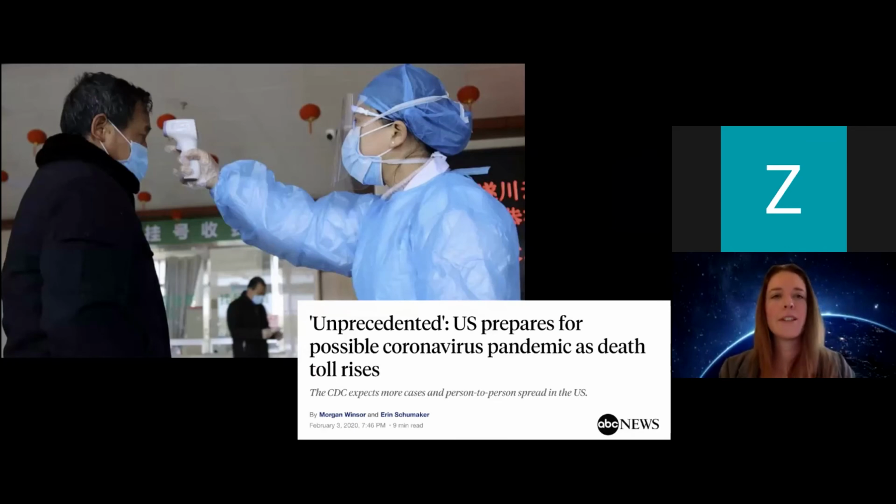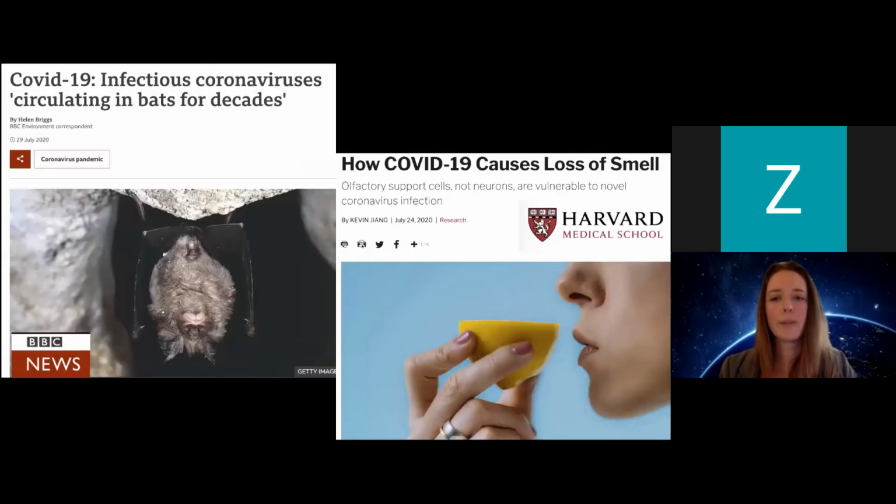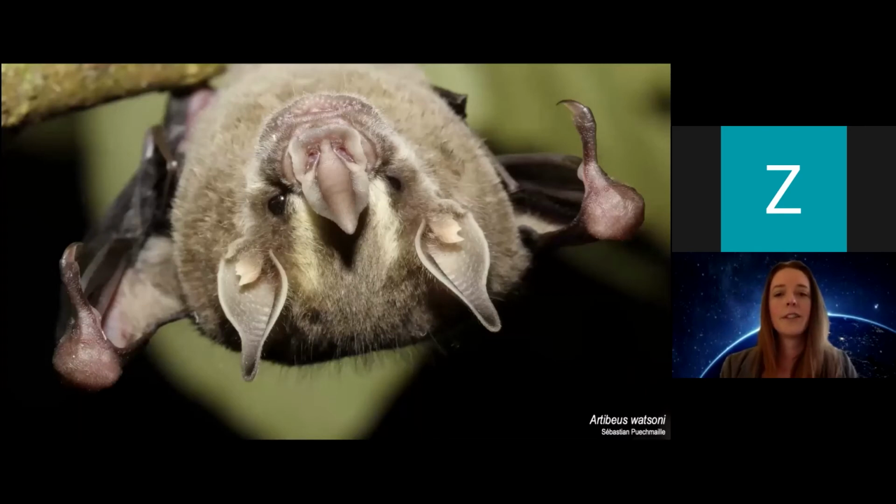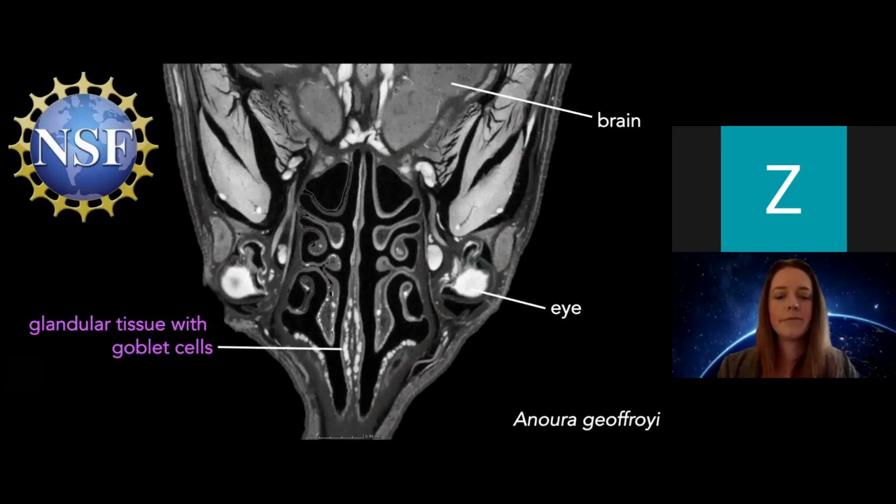Well, it just so happens that you never really know when something's going to become relevant. About a year ago exactly today, two major patterns started emerging. One, bats were the predicted host for the coronavirus outbreak, and two, everyone was losing their sense of smell. So suddenly being an expert in bat noses was becoming increasingly valuable. And through a recent grant that I've received from the NSF, I'm actually using these imaging approaches to visualize the tissue that is ground zero for the SARS-CoV-2 infection, which is shown in pink here.